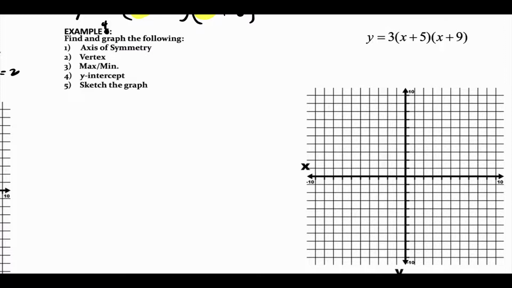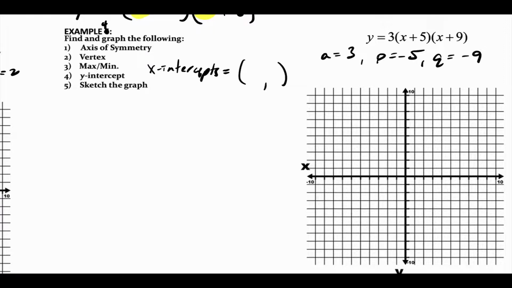Okay. So since it's in factored form, what is A going to be? 3. What's P going to be? Good, -5. And Q will be -9. Good. Okay, so our x-intercepts are at -5, 0 and -9, 0. So that's where we're going to start with our dots.